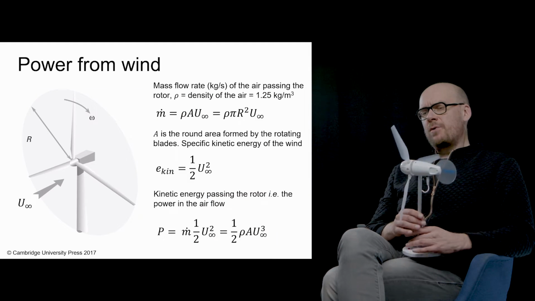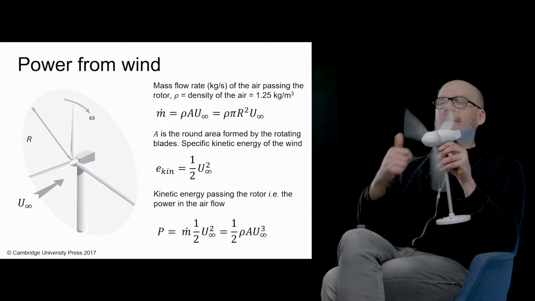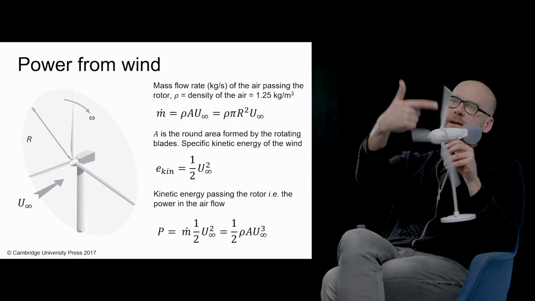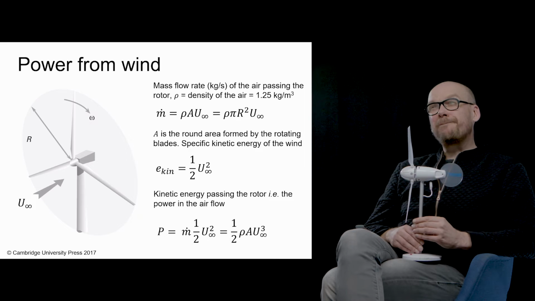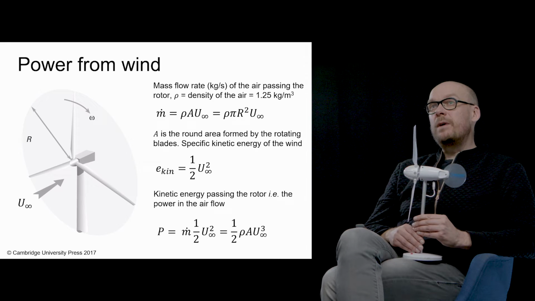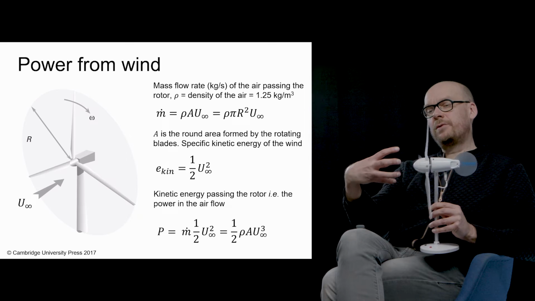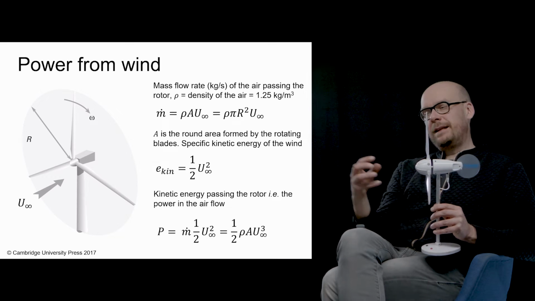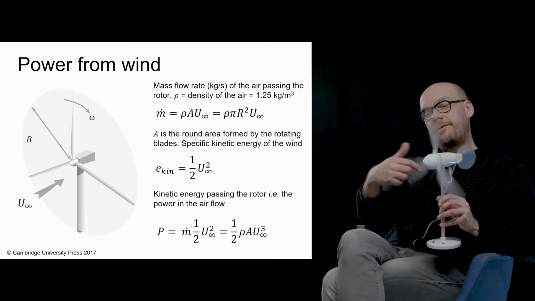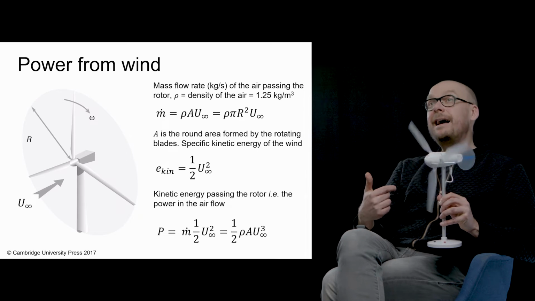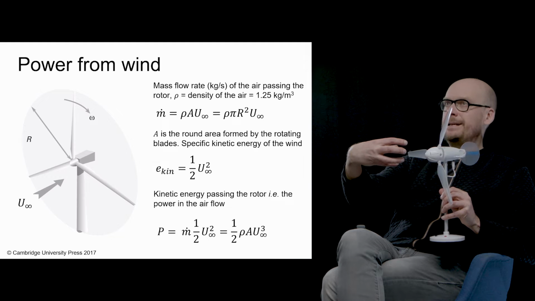How to calculate the power that you get from this? When this rotates, it defines a flow area. This is the A symbol in the equations. And first we need to calculate the mass flow rate that passes through the rotor. So this is simply the density of the incoming air times the area defined by this circle, and then times the free velocity of the wind.